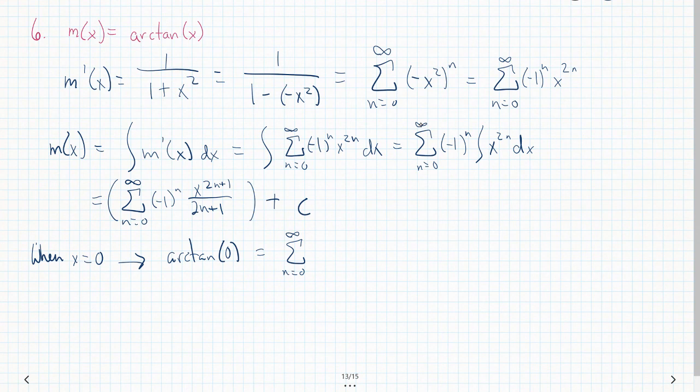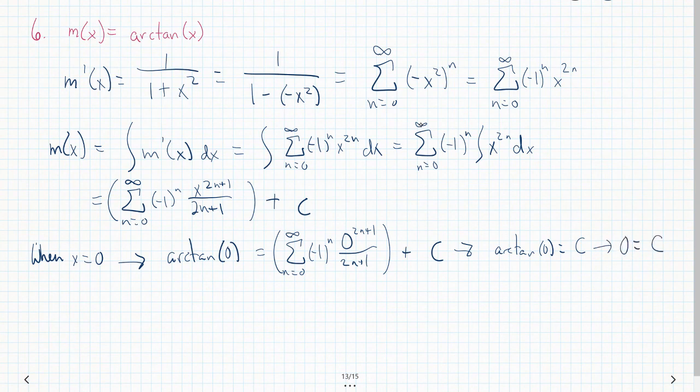So the sum from n equals 0 to infinity of, I'll write out the extra steps, negative 1 to the n, this is 0 to the 2n plus 1, all over 2n plus 1, and then plus some constant c, right? So that means that arctangent of 0 equals c, or arctangent of 0 is 0, so 0 equals c.